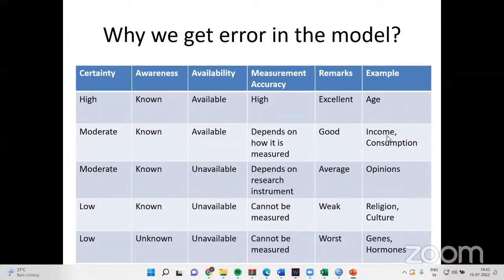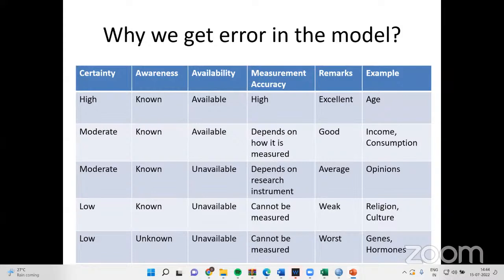Second level is income and consumption. Certainty is moderate, awareness is known, available, and it depends on how it is measured. If I ask someone what is your income, there can be so many shades of income, like gross income, net income, taxable income, family income, disposable income. Which income am I talking about? Because there is a disparity among the opinions coming from all the respondents, slowly error will start creeping into our equation.